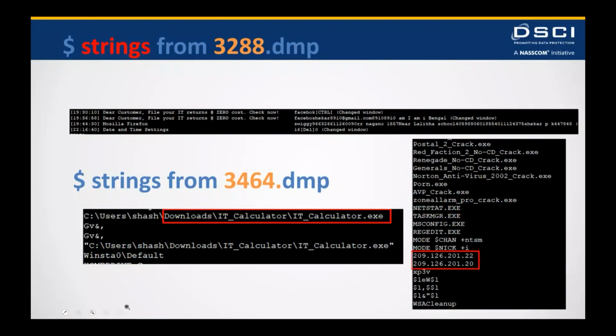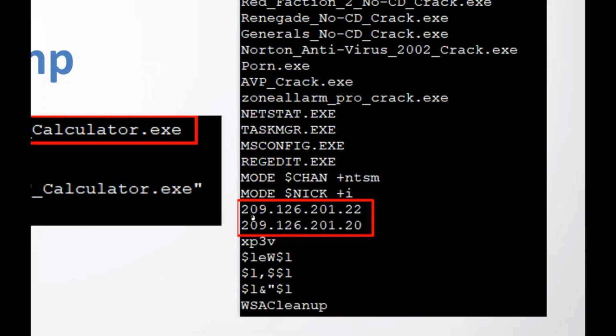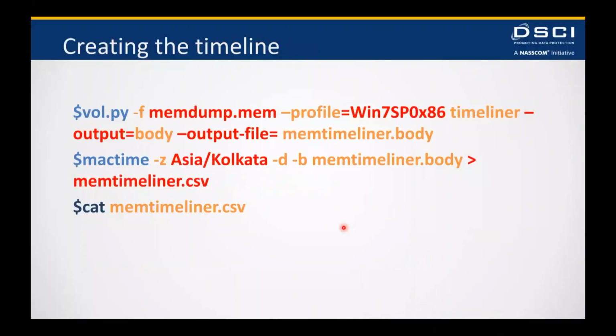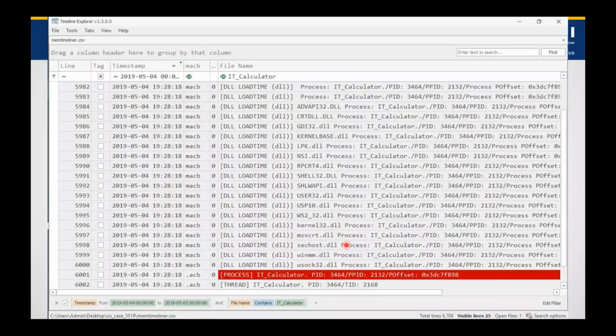A very important thing when it comes to network is that it shows a connection with 209.126.201.22. This is where it is connecting to. This is the command and control IP. Coming to dig deeper and figure out the timeline, what is happening exactly in memory, it will be listed in this way.